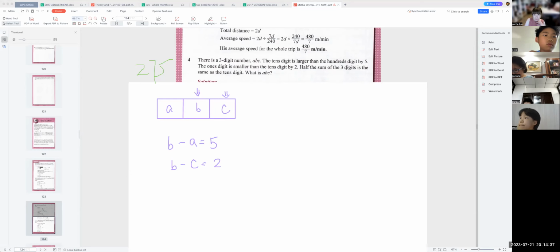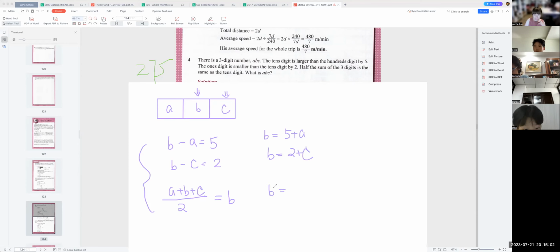Half the sum of the 3 digits is the same as the 10-digit. So A plus B plus C divided by 2 equals B. Correct? So everybody, we have 3 equations and find out A, B, C. So very easy. B equals 5 plus A. B equals 2 plus C. And B also equals A plus C.